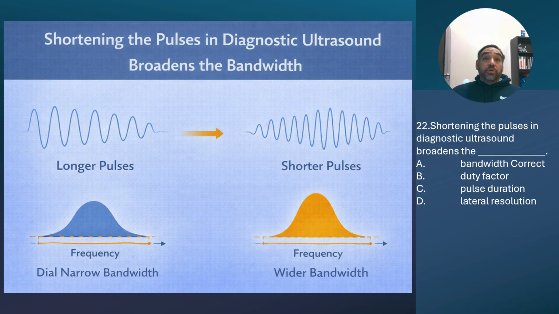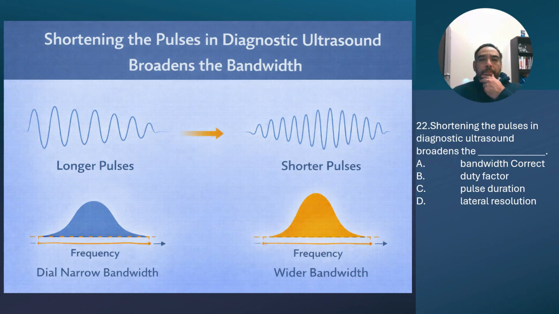B said duty factor. Duty factor is equal to the pulse duration divided by the pulse repetition period. You should learn that in the very beginning of the ultrasound physics courses, or even in your general physics courses. So if you shorten the pulse, you actually decrease duty factor. You don't broaden it. C was pulse duration. Shortening the pulse decreases the pulse duration. The question asks what becomes broader, so pulse duration actually becomes shorter here.